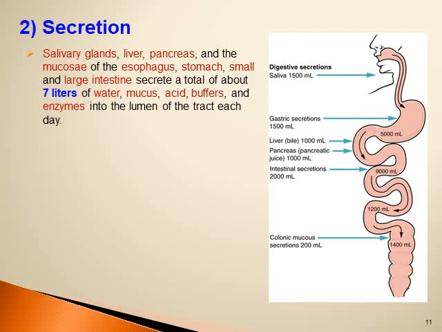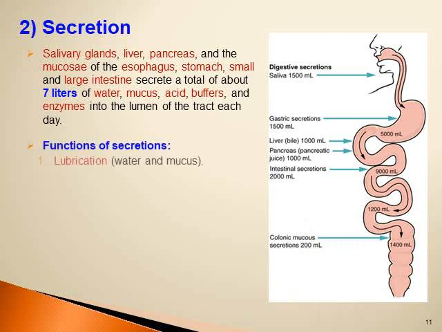And as you see here in this figure, the salivary glands will produce about 1.5 liters of saliva per day, 1.5 liters of gastric secretions from the gastric glands in the mucosa of the stomach, about 1 liter of bile from the liver, and about 1 liter of pancreatic juice from the exocrine part of the pancreas, 2 liters from the intestinal mucosa, from the intestinal glands or crypts of Lieberkühn in the small intestine mucosa, and a small amount of 200 ml of secretion from the large intestinal mucosa.